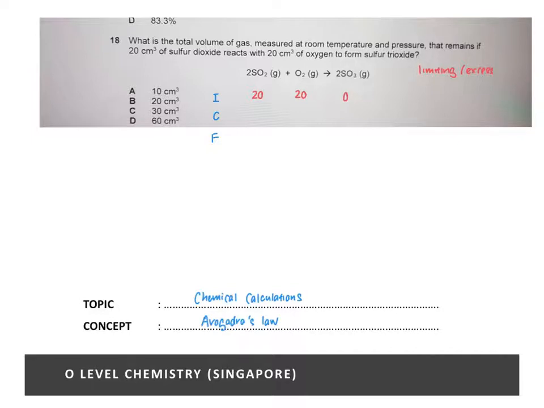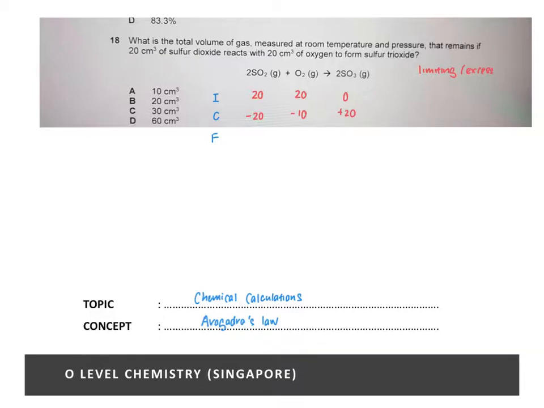So by applying Avogadro's law, it simply means that 20 cm³ of sulfur dioxide will react with 10 cm³ of oxygen. Why? Because 2 moles of sulfur dioxide will react with 1 mole of oxygen. So 20 cm³ of sulfur dioxide will only react with 10 cm³ of oxygen. And based on reacting ratio again, we will form 20 cm³ of sulfur trioxide. So this is the change in the volume of the reactants and products.